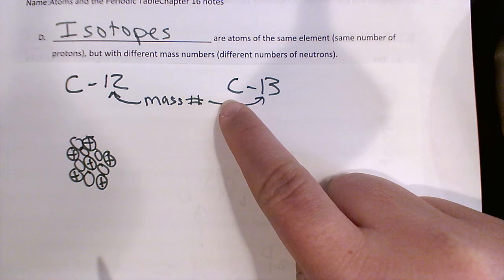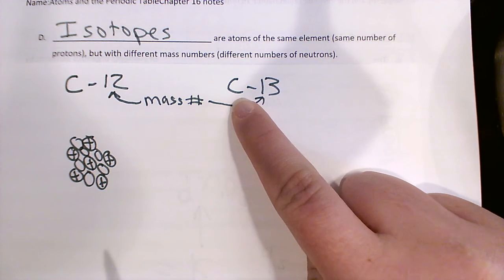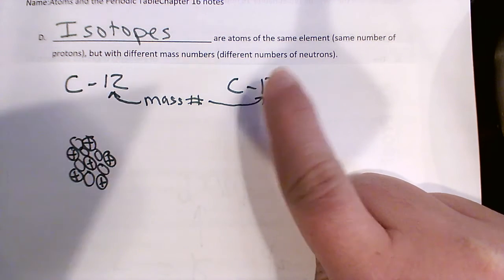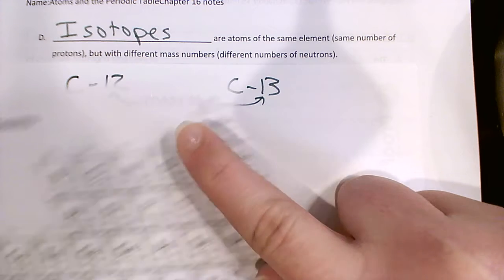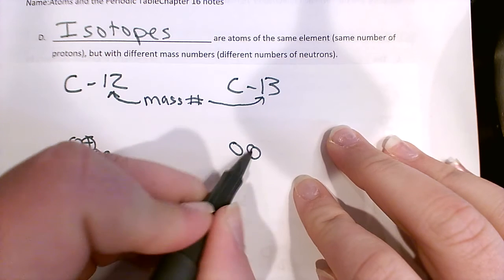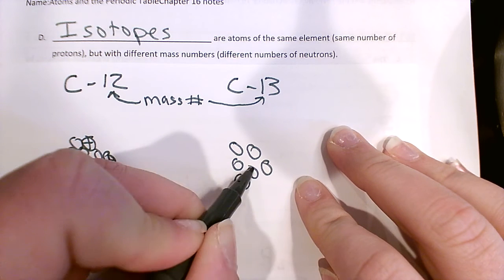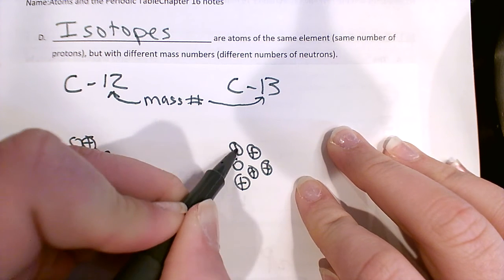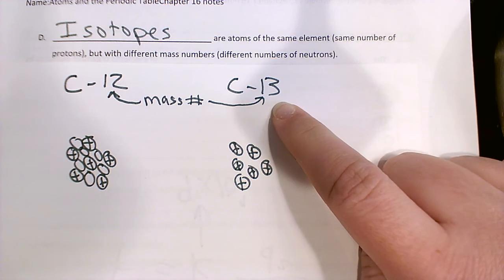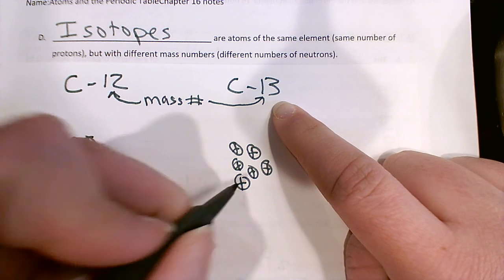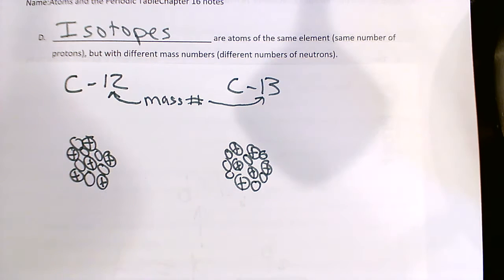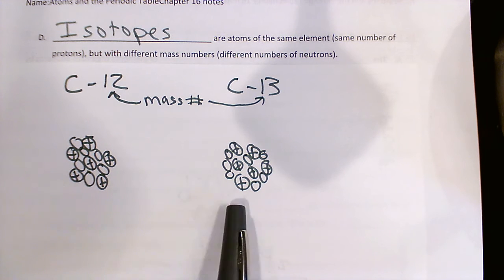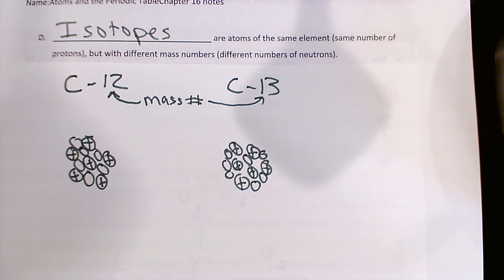So then we also have carbon 13. It's still carbon. Since it is still carbon, it still must have 6 protons. So I'm going to draw my 6 protons. They're all positively charged. But now my mass is 13. So how many neutrons would I need? 7. Okay, so these two would be isotopes to each other.